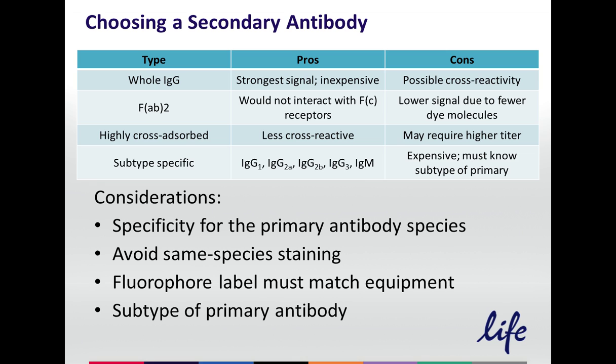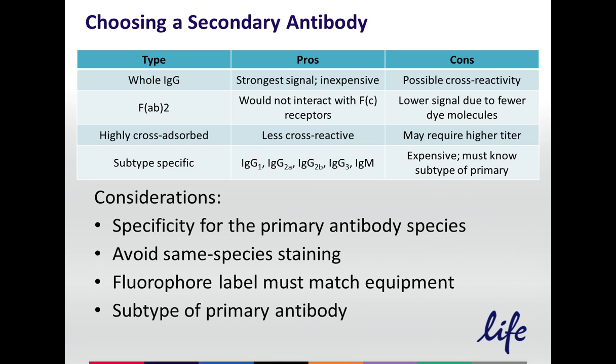If you're doing multiplex labeling, that is, if you have multiple primary antibodies of different species, often it's a good idea to use a highly cross-absorbed version of the antibody. That is, it's been cross-absorbed against more species to limit the cross-reactivity. It may require a slightly higher concentration when you use it, and it would probably be a little more expensive than the whole IgG option. But if you're doing multiplex labeling, it's the way to go.